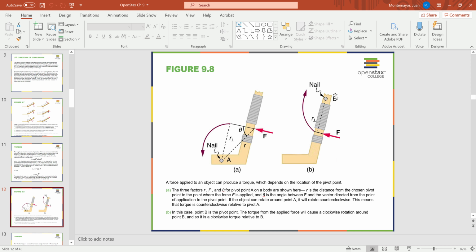For B, we have it at the top of the hockey stick. We have the nail at the top, so that's a different pivot point, which is point B. The torque from the applied force will cause a clockwise rotation around B. So it'll rotate clockwise, meaning that the torque is clockwise relative to B. So pivot point, like we mentioned, is very important when it comes to torque.